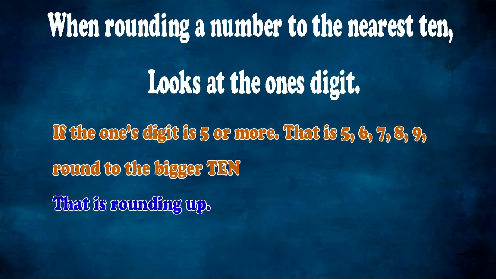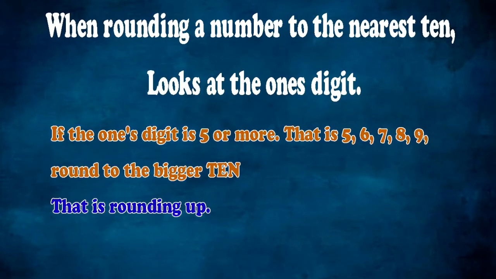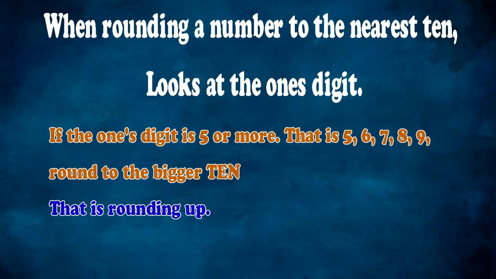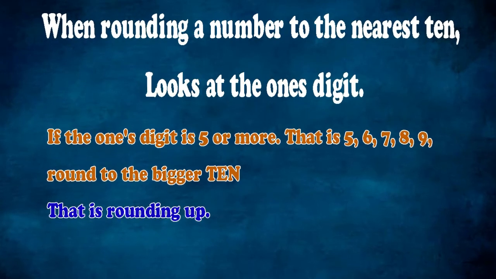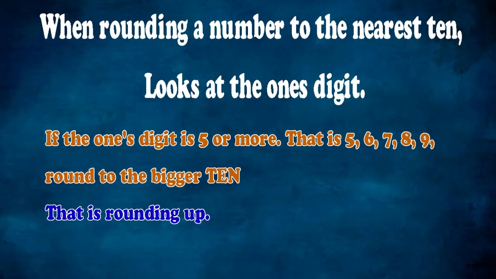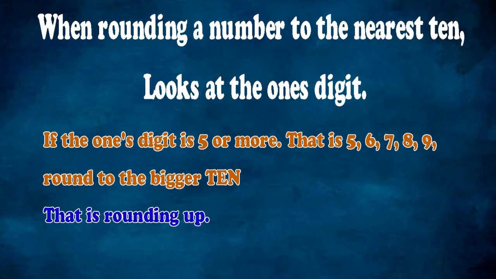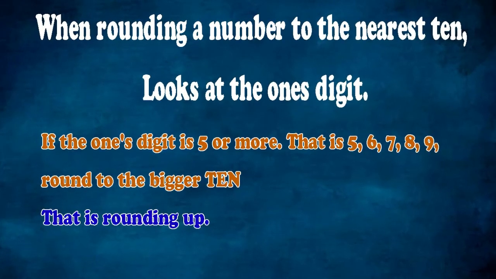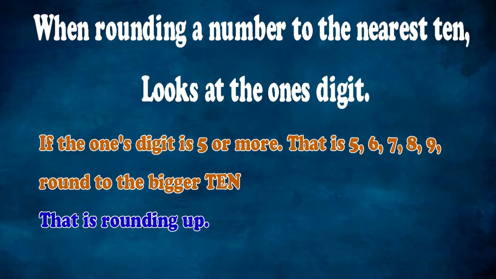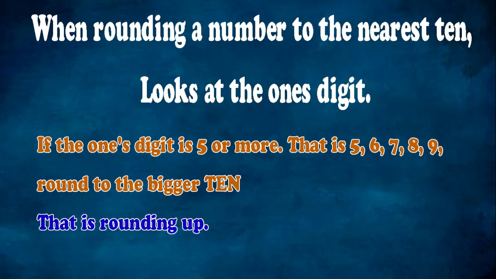And if the ones digit is 5 or more, which means 5, 6, 7, 8 and 9 come into the ones place, we can round to the bigger 10. I'll explain it. Let's see the example.